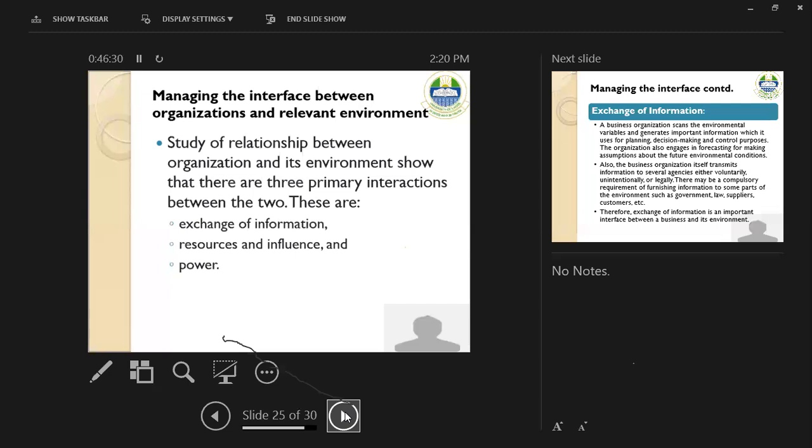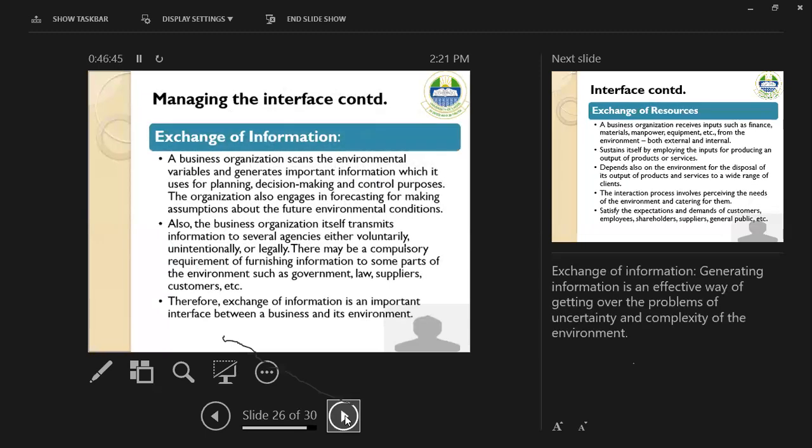One, you have exchange of information. Secondly, you have resources, and then influence and power. Let's look at them one after the other. When you talk about exchange of information, we all know that generating information is an effective way of getting over the problems of uncertainty and complexity of the environment.